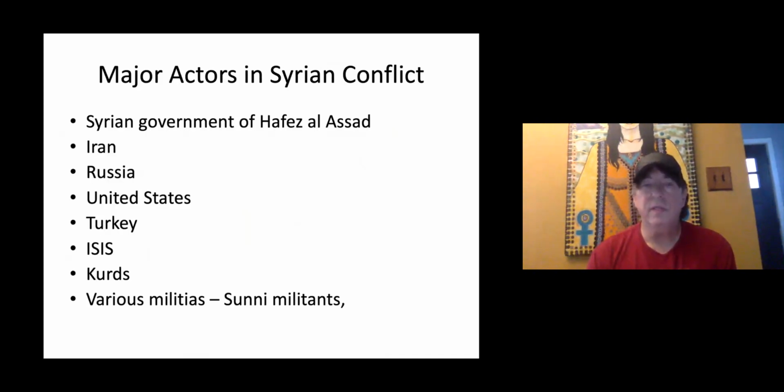We won't go into this very much, but Syria became a battleground with the government of Hafez al-Assad, who was the father of a dynasty that's ruled Syria for several decades. His son now, Bashar al-Assad, is in power, and they are considered Alawites, which are a kind of break-off religious sect from Islam. But the conflict there has drawn in Iran, Russia, the United States, Turkey, ISIS, the Kurds, and then there are various kinds of Sunni militias, including Al-Qaeda affiliated militias.